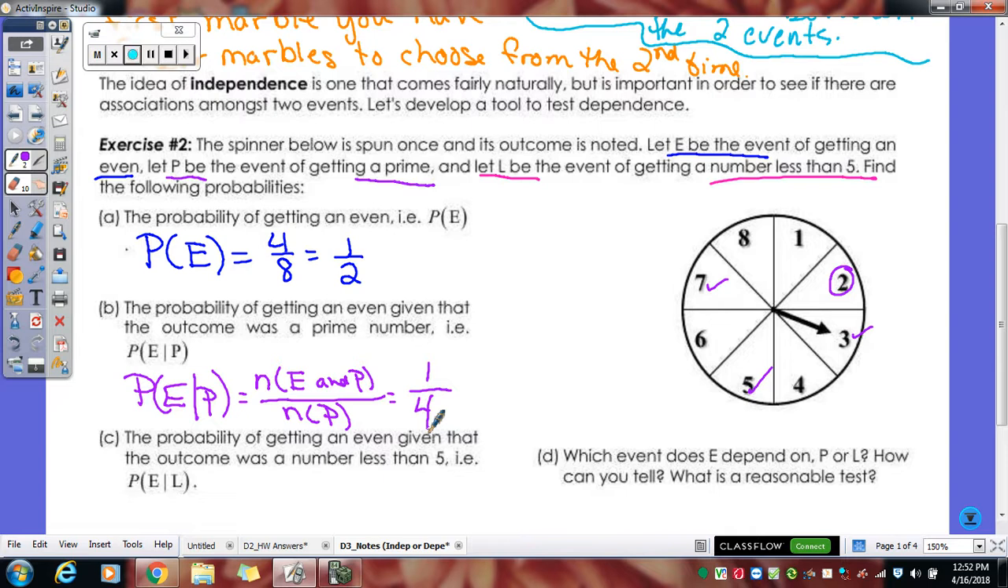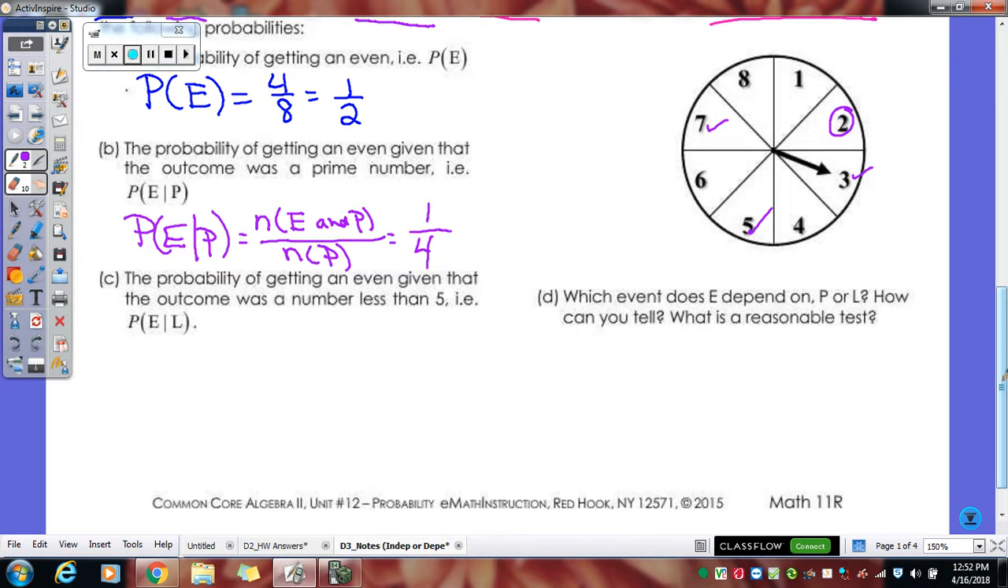1 is not a prime number because it has 1 factor, 1 times 1. It's the same number. There's 1 factor, so it is not prime. It's 4. Good job. So the probability it's even given that it's a prime number is 1/4.